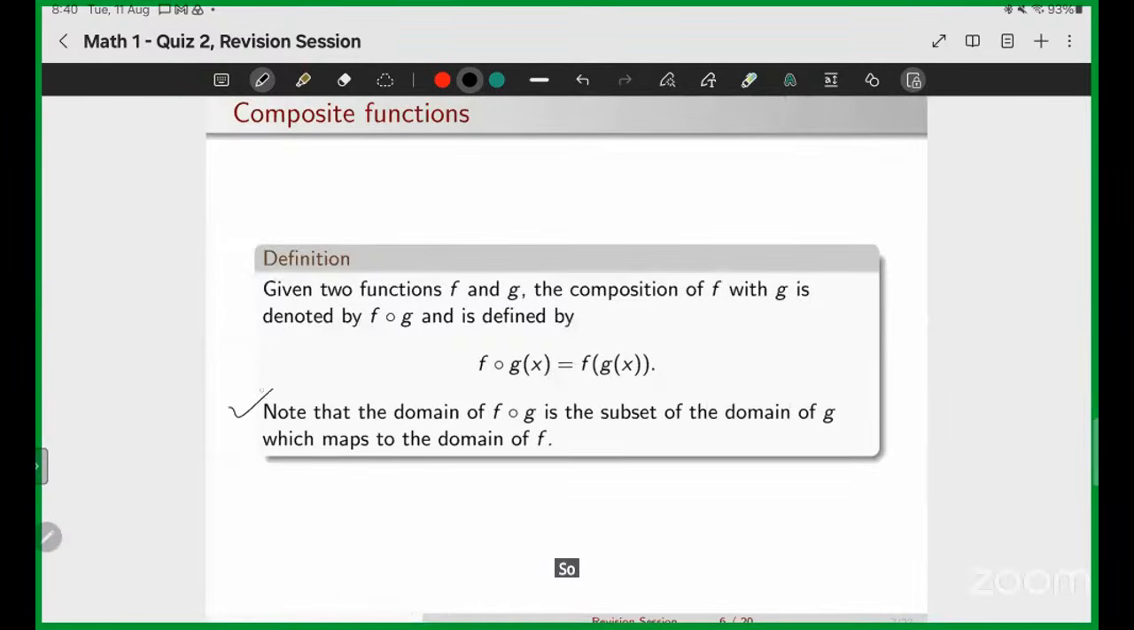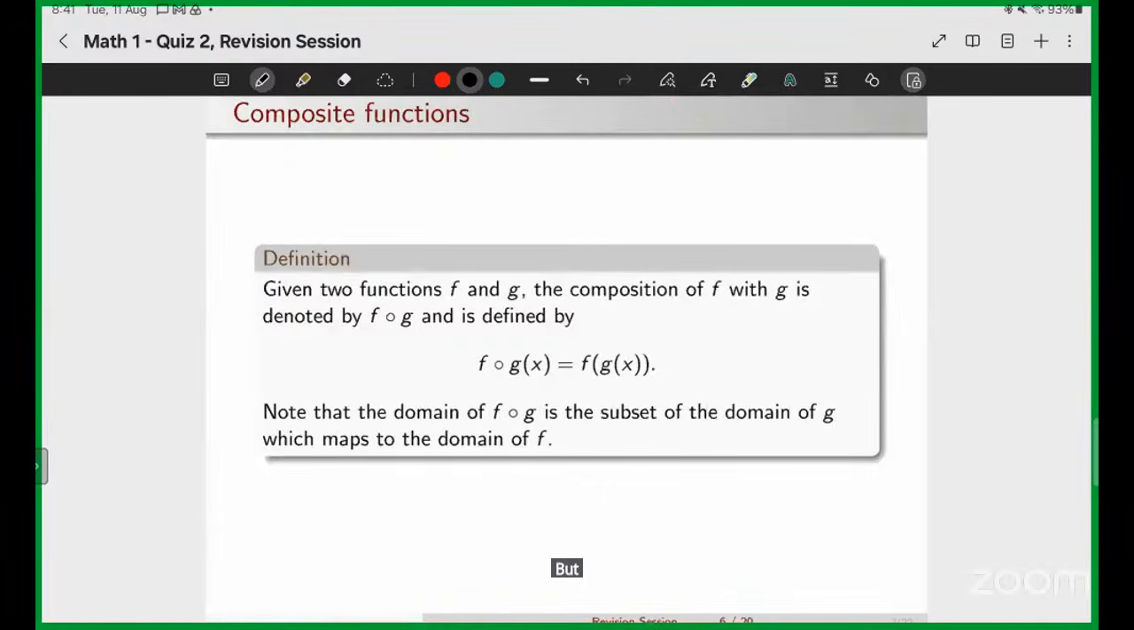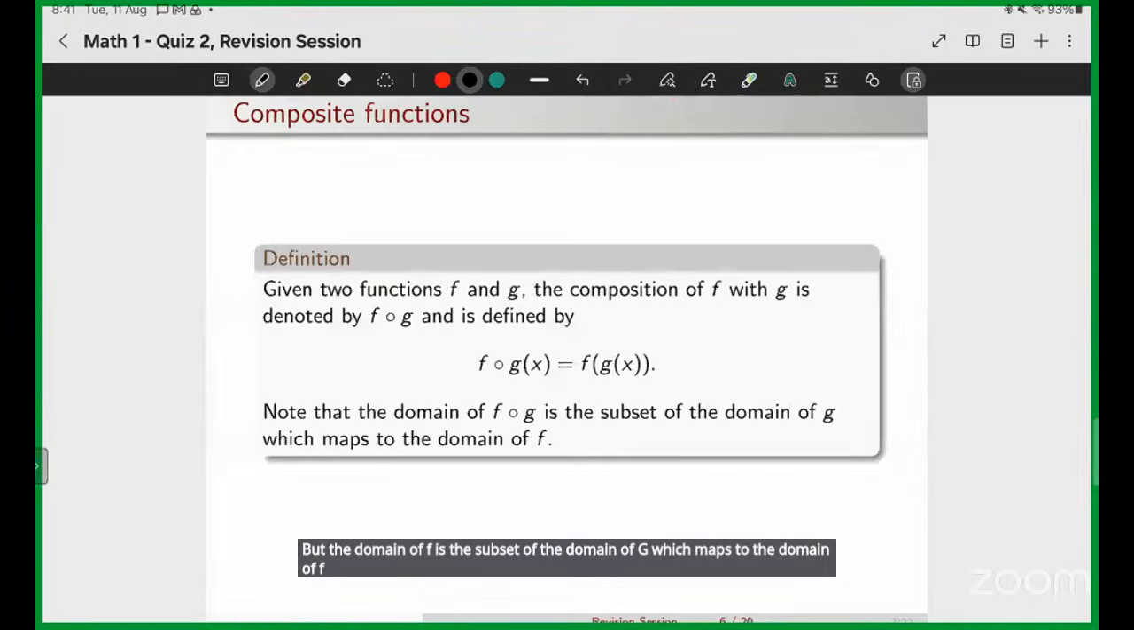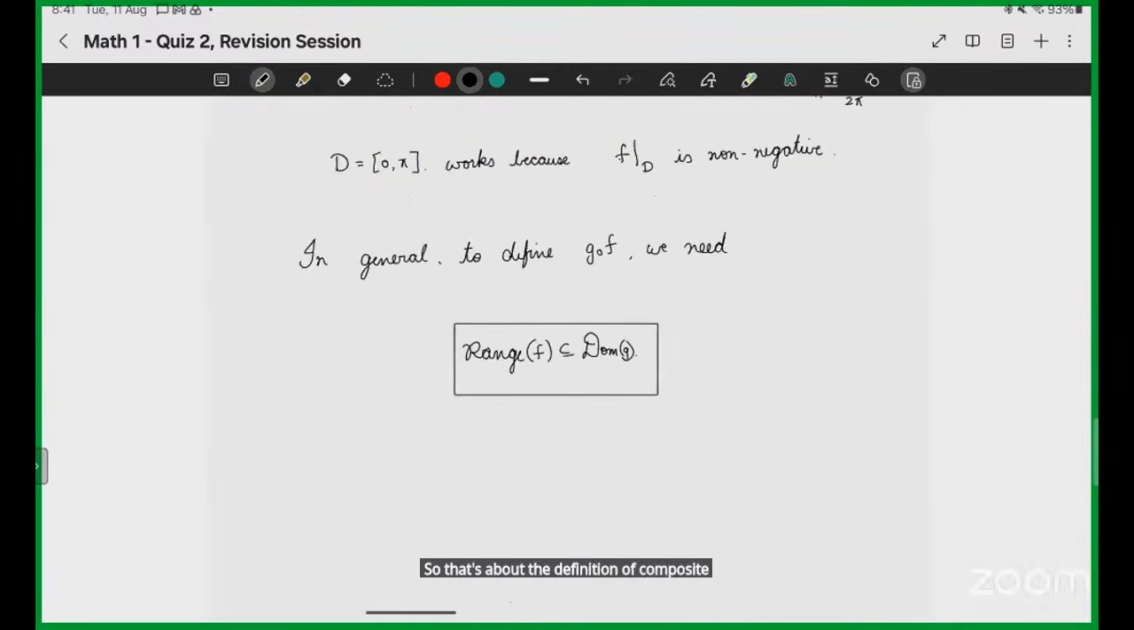So that's what is written over here. Note that the domain of f of g is the subset of, okay, here we had written g of f, so it is reversed. But the domain of f of g is the subset of the domain of g which maps to the domain of f. All right. So that's about the definition of composite functions.